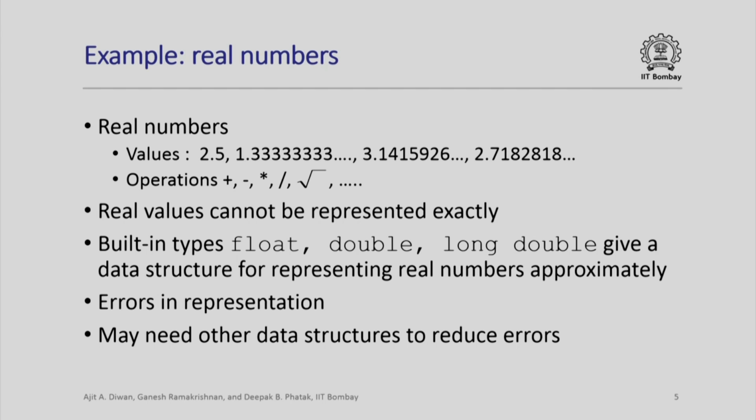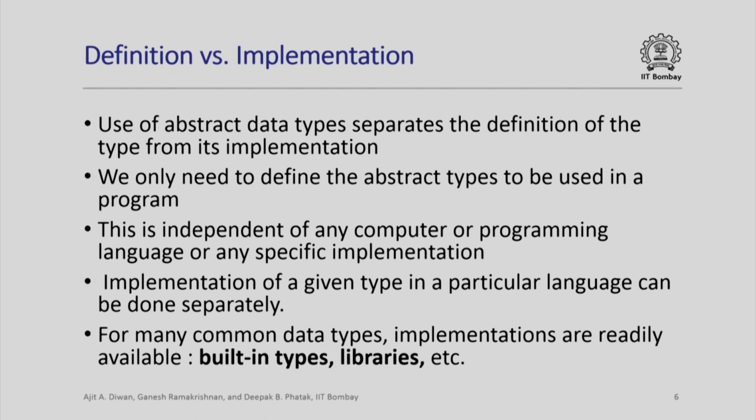So, we think of reals as an abstract type and these as data structures which implement that abstract type with different restrictions. So, there can be errors in the representation of reals and you may need to choose different data structures to reduce these. The built-in data structures may not be adequate and so on. However, all of them implement the same abstract data type, real numbers. And why does this help? So, this allows us to separate the implementation of a data type from its definition.